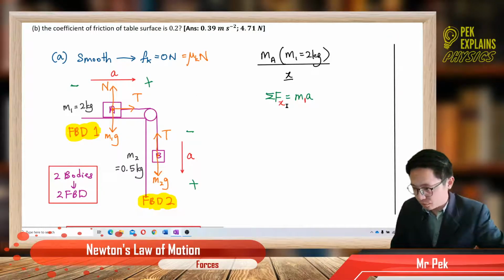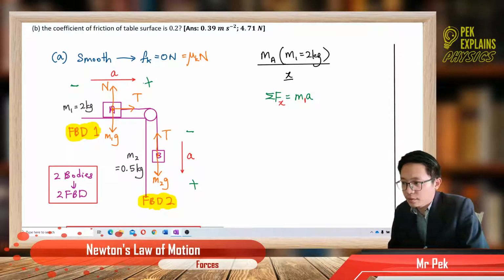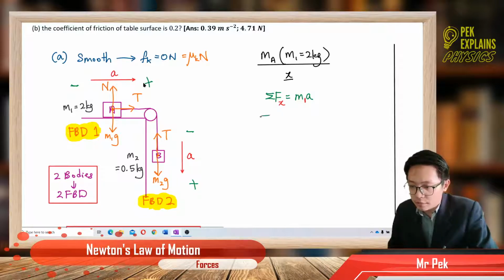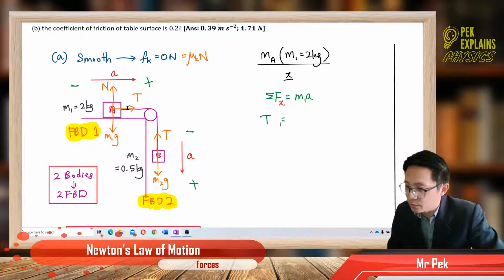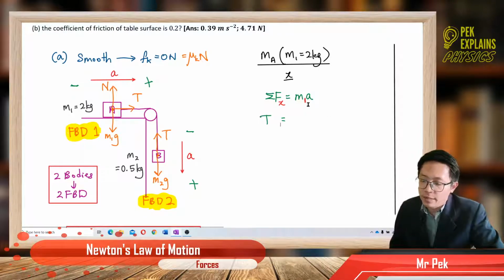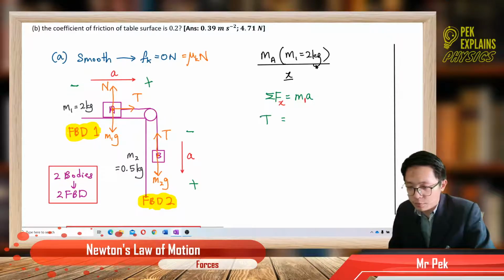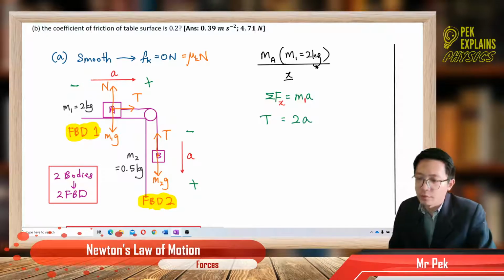Now look at the mass 1, 2 kilogram. So for X component, we have the tension. Tension follows acceleration, so positive. So we just put positive tension. Okay. What else? Do we have other forces? No, we only have tension. So mass 1 is 2 kilogram. Just put 2. 2a. Okay.